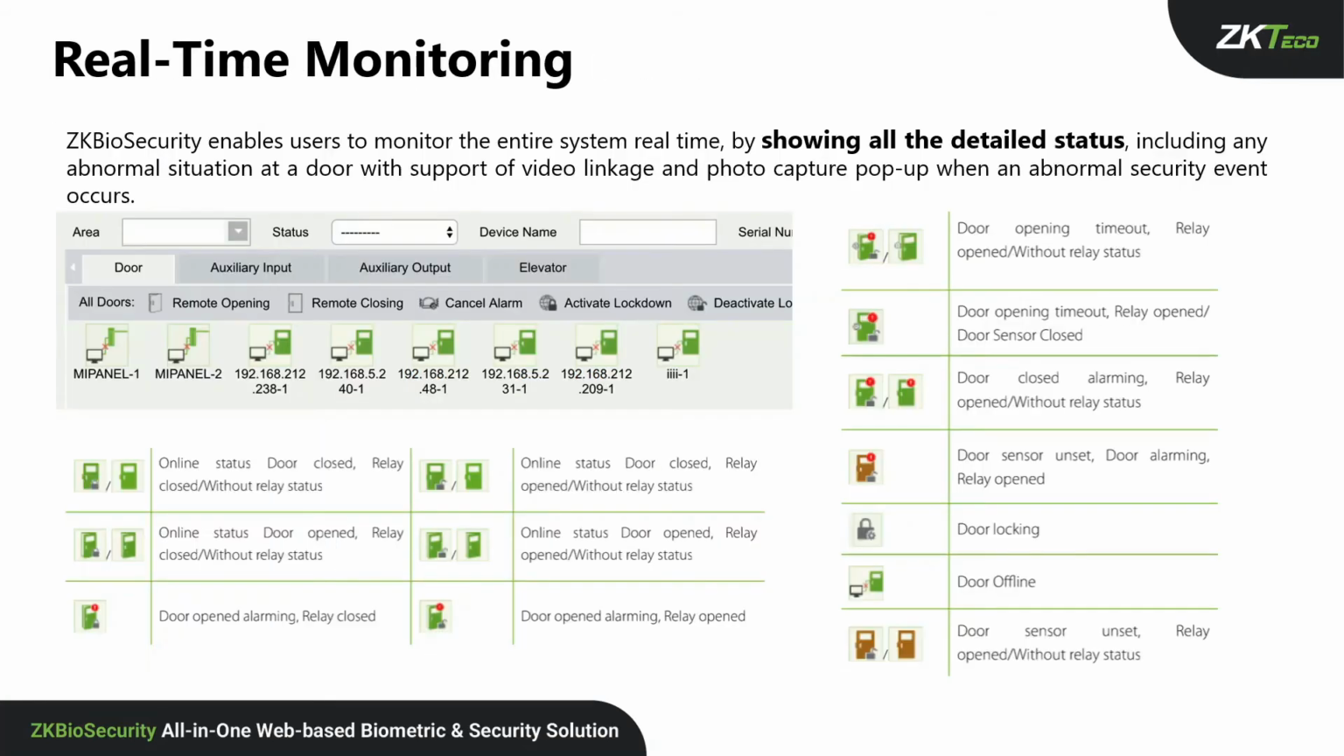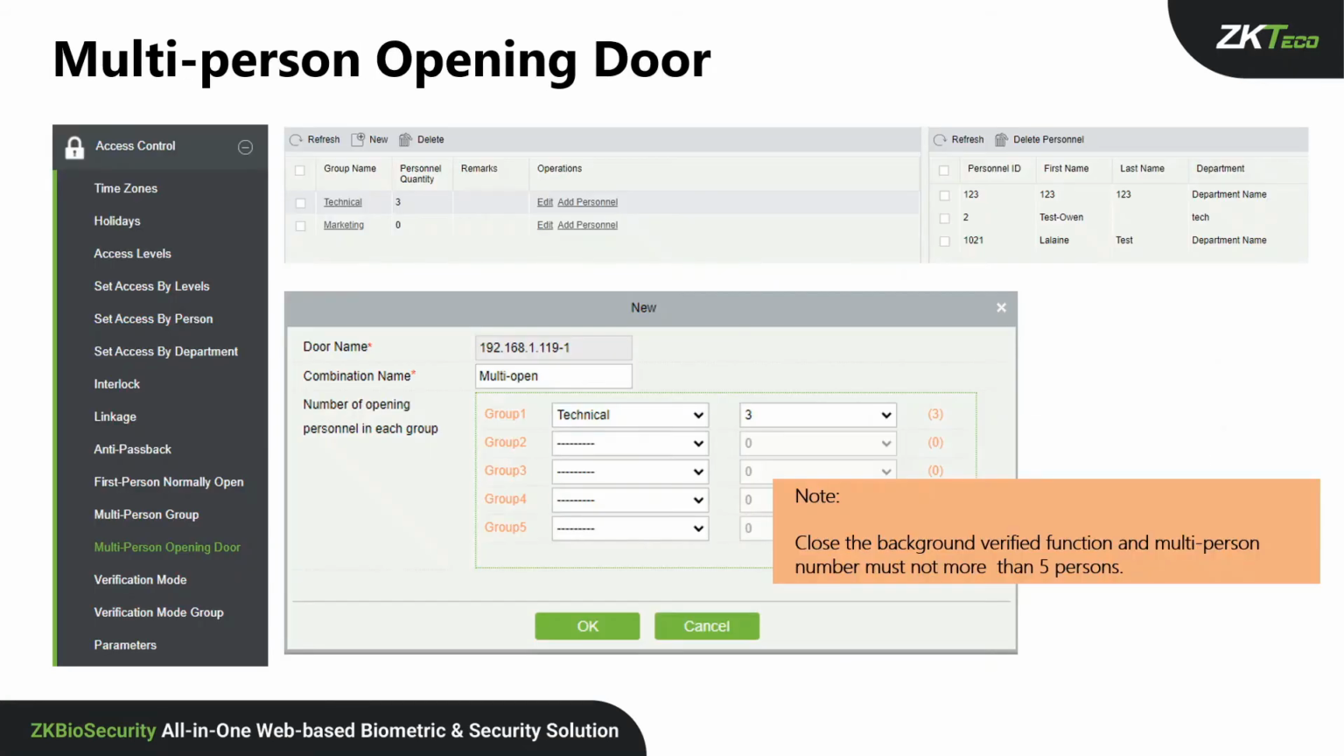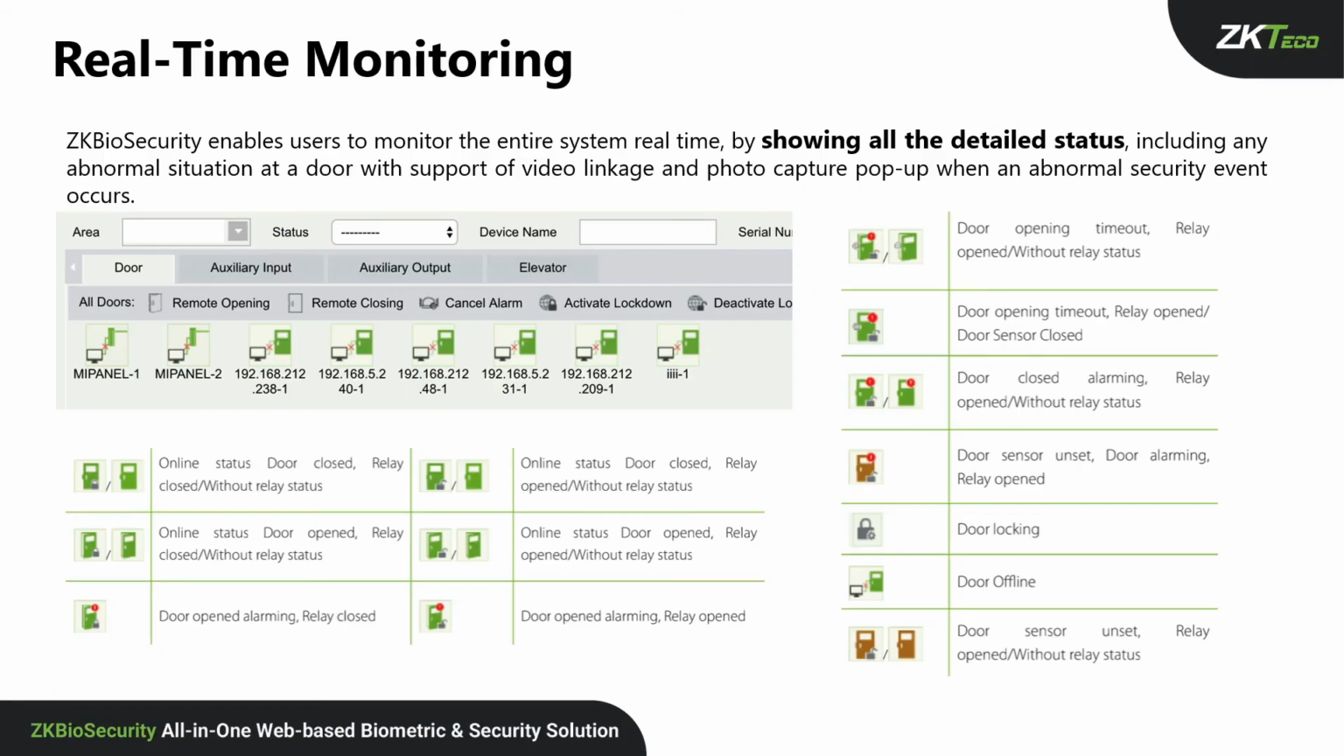For multi-person opening, this means in one restricted room, for example in a bank, on one door, at least 2 to 3 persons should verify before you can open the door. The maximum for this option is 5 persons.